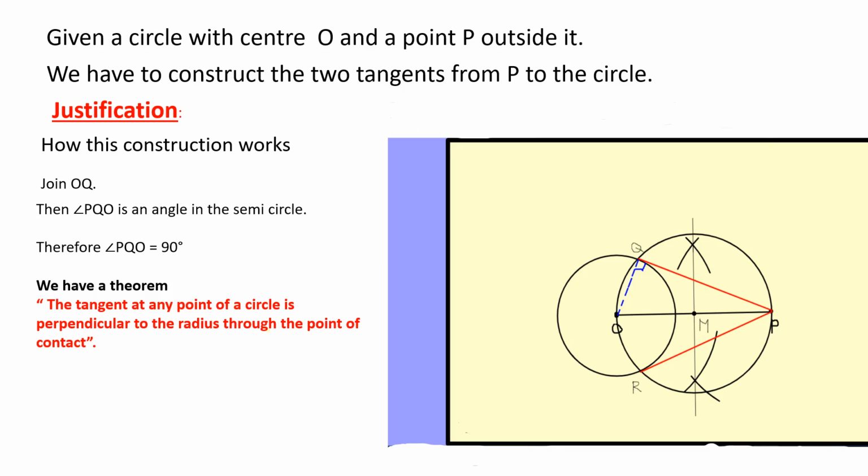Now we have a theorem which states that the tangent at any point of a circle is perpendicular to the radius through the point of contact. Here in the figure, the point of contact is Q, and through that the radius of the circle with center O, which is given in the question. So the radius OQ, at the point of contact it is getting an angle of 90 degree. That means this line PQ should act as a tangent to the given circle.